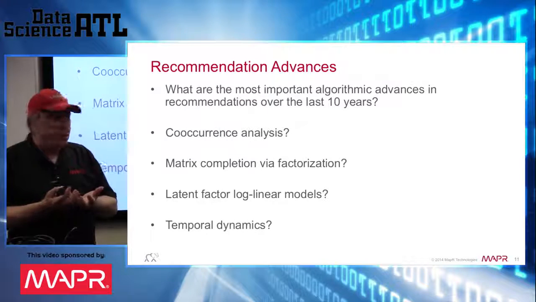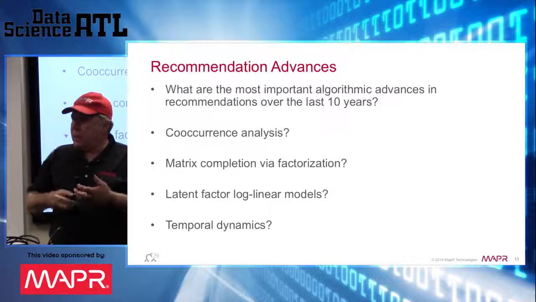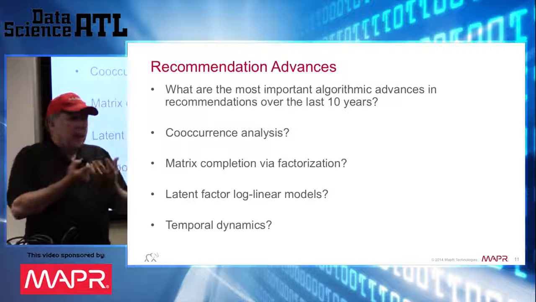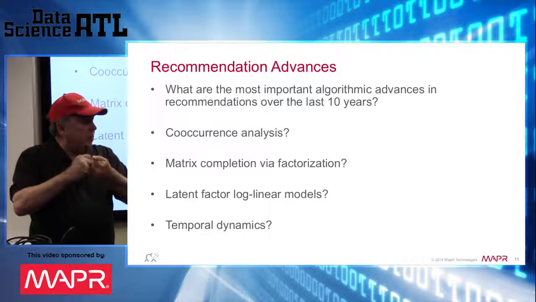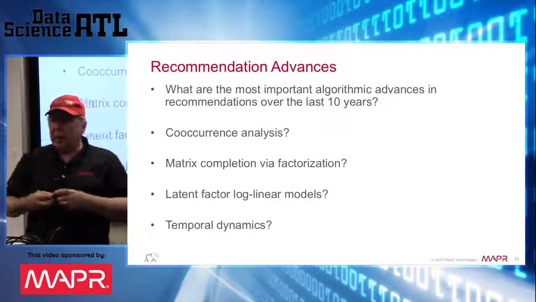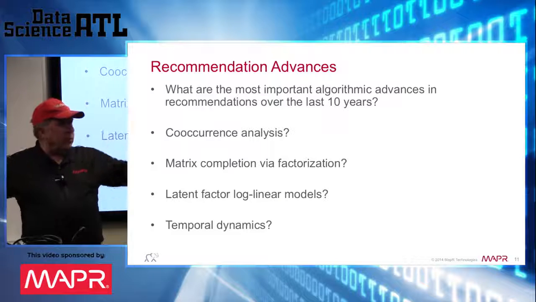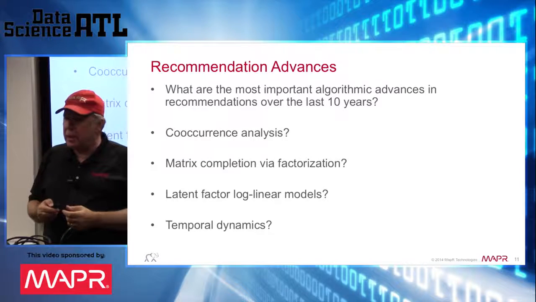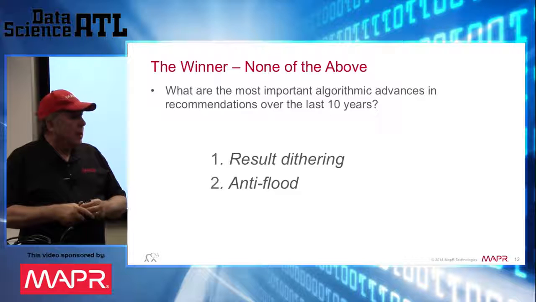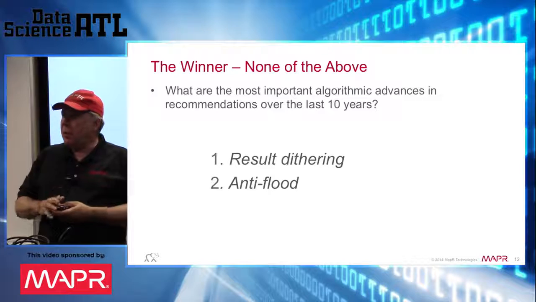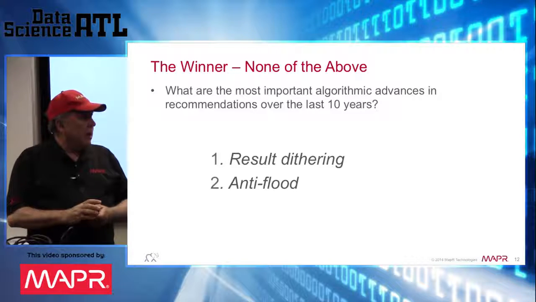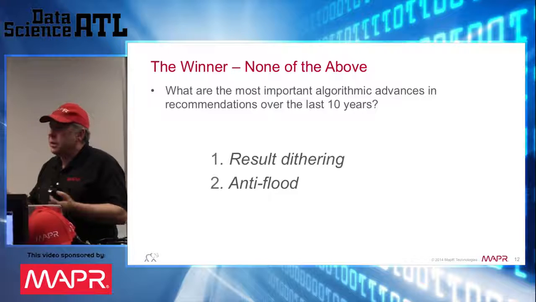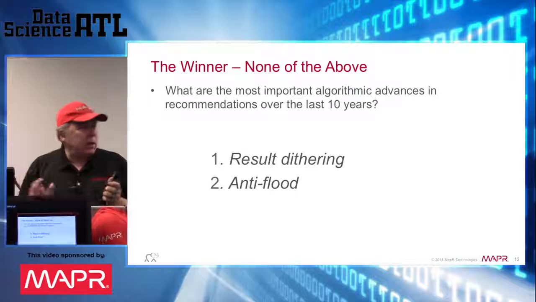What are the most important algorithmic advances in recommendations? Somebody who's doing research in that might tell you that it's matrix decomposition or co-occurrence analysis. They have all these algorithms that look at what people have done and try to predict what other people will do. Latent factor log linear models, hoo-ha, wonderful temporal dynamics. And I contend that it's none of the above. The most important development in recommendations has been adding random numbers to the results and not doing something stupid like showing all 15 versions of the same video or showing more than 3 from the same publisher. These have had bigger impact in the dozens of recommenders that I've been involved with than any other advance.